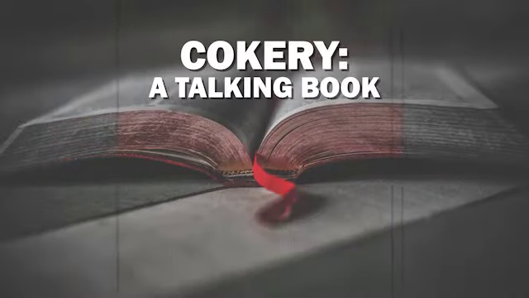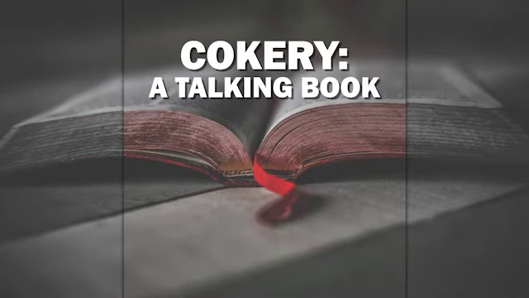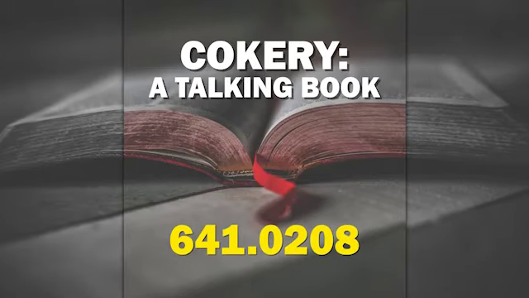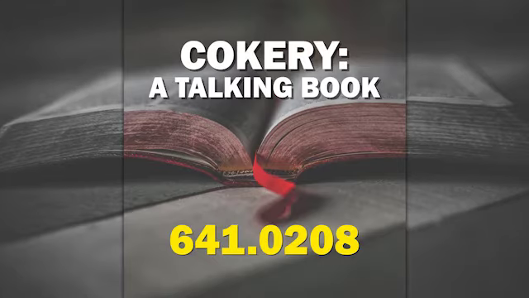Let us see the next title, Cookery, a talking book. It discusses cookery, and it is a sound book. It shows you, it demonstrates. So the number of cookery is 641, and for talking book the number you find from table 1 is 0208. Therefore, the number becomes 641.0208. So these are the titles which really tell us how to make use of table 1.